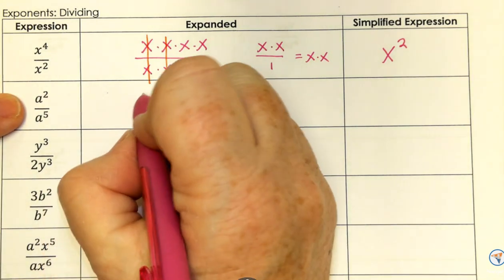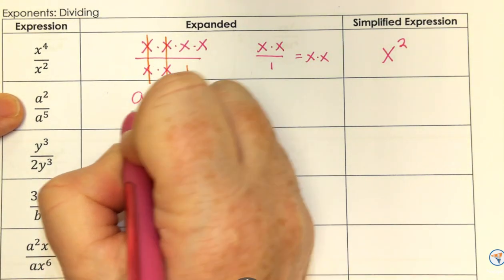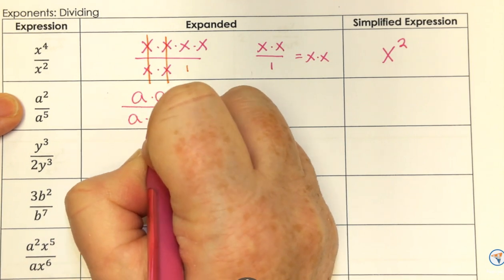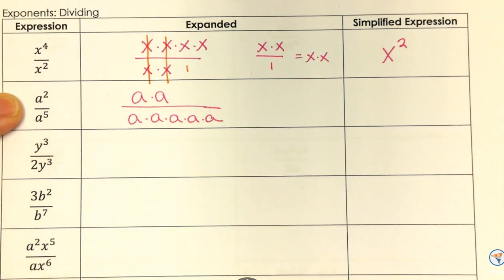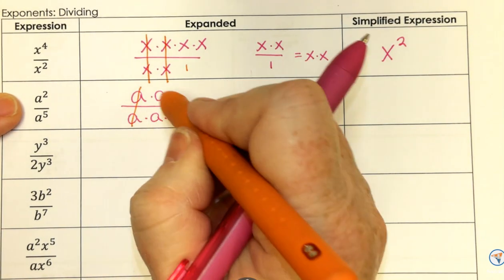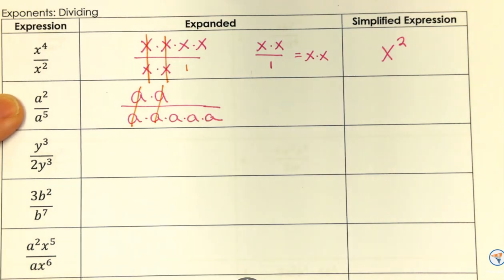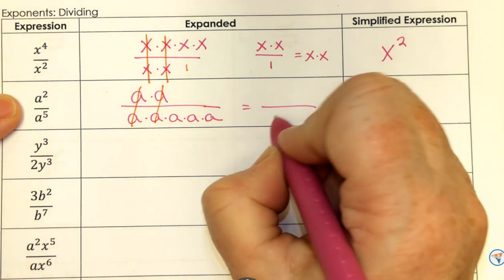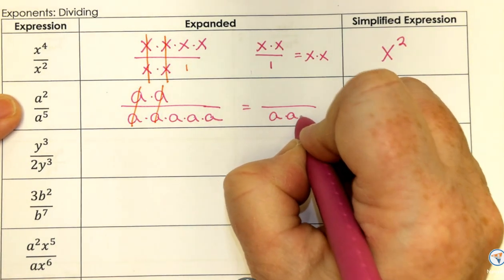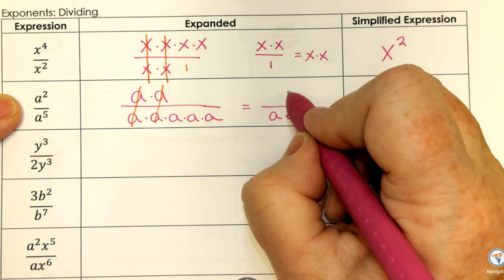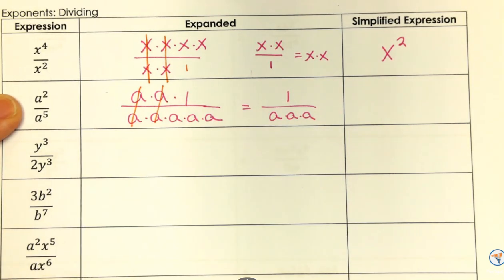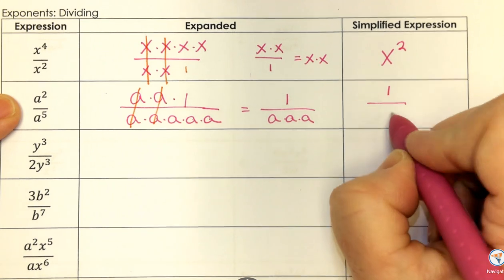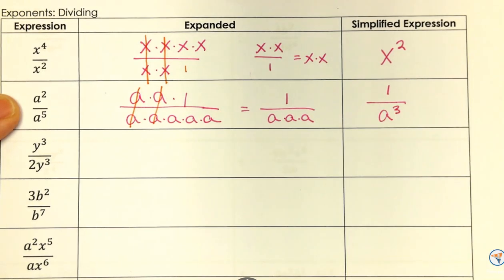Let's do it again. We have 2 a's on the top, 5 a's on the bottom. Right? Cancel 1 from the top, 1 from the bottom. 1 from the top, 1 from the bottom. What I have here is 3 a's on the bottom, but I have to hold that spot, so I'm going to put a 1 on the top. That's what's left up here is a 1. We are going to end up with 1 over a to the third.